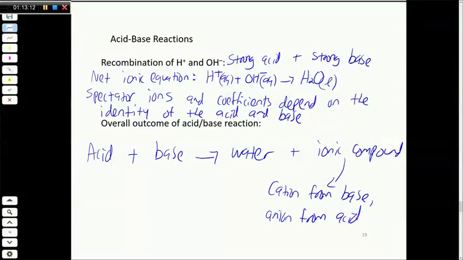Another way you'll hear people say this is acid plus base gives you salt plus water. But it's not just salt as in sodium chloride, it's really any ionic compound that you can have from an acid and a base. So that's what the overall outcome is going to be, so let's look at some specific examples of that.